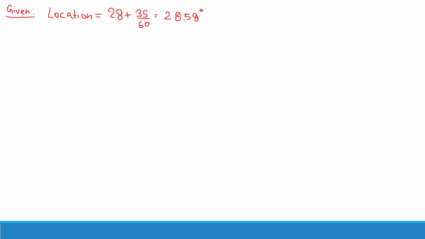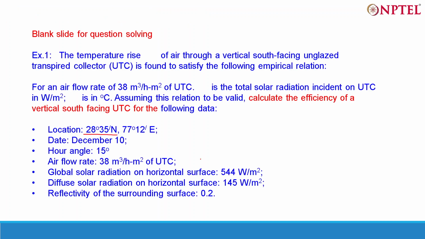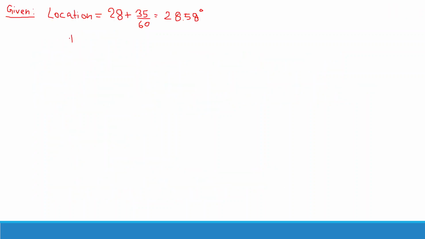This you got. The second thing is that you have been given global radiation, IG, and the ID value, which is diffuse radiation. So you need to calculate the beam radiation. So what is beam radiation?